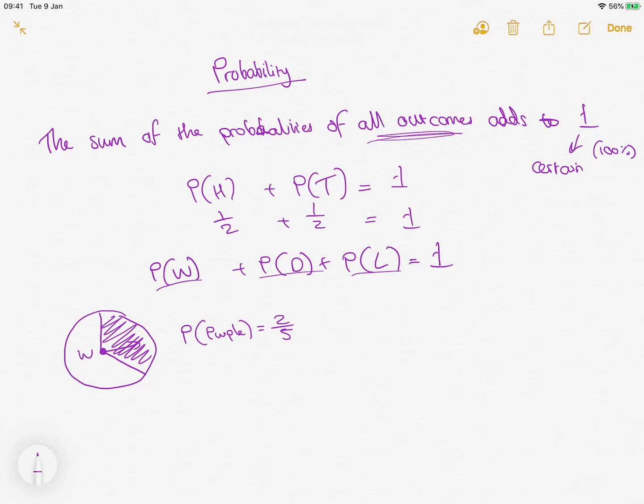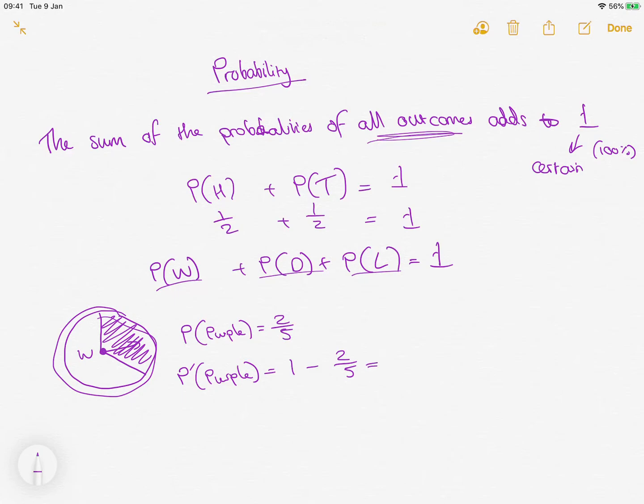Then I can work out the probability of it not being purple, or in other words, the probability of it being white. So the probability, I'll show you some new notation here, not purple, you just put a little dash there, must be 1 minus 2/5, because I know that all of it together must add to 1.